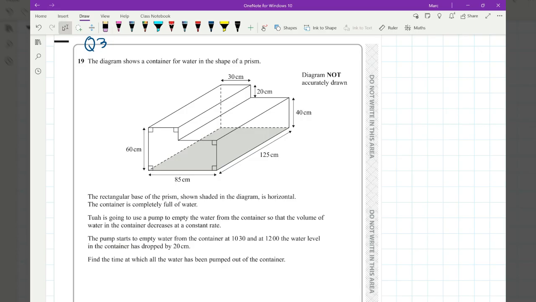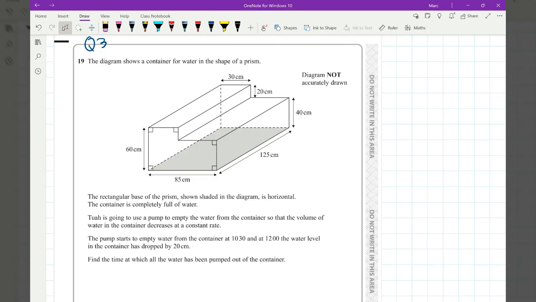Okay, question 3. The diagram shows a container for water in the shape of a prism. The rectangular base of the prism shown shaded in the diagram is horizontal. The container is completely full of water, so this might be a volume question.